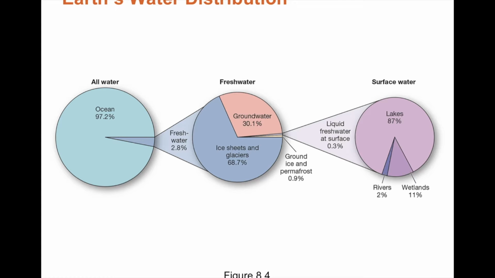Only 2.8% of the water on the planet is fresh water, which is mostly 68.7% in ice sheets and glaciers. 30.1% is trapped in the ground, and only 0.9% is ground ice and permafrost. And only 0.3% of the water on the planet is liquid fresh water at the surface. So that's all of the lakes, rivers, ponds. 87% of that liquid fresh water is in lakes, 2% in rivers, and 11% in wetlands.